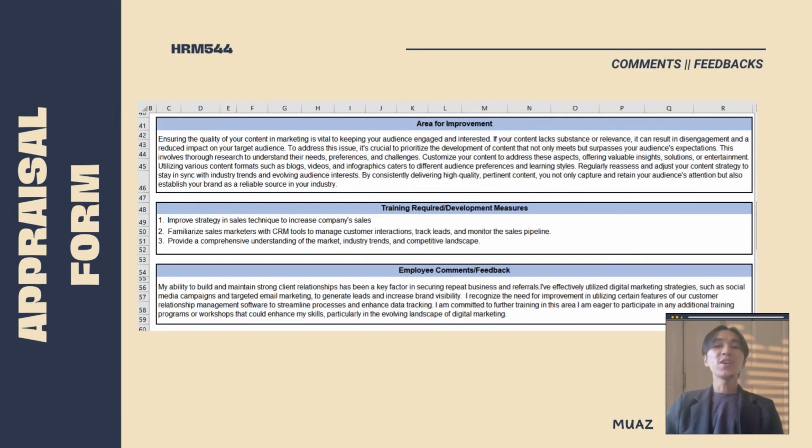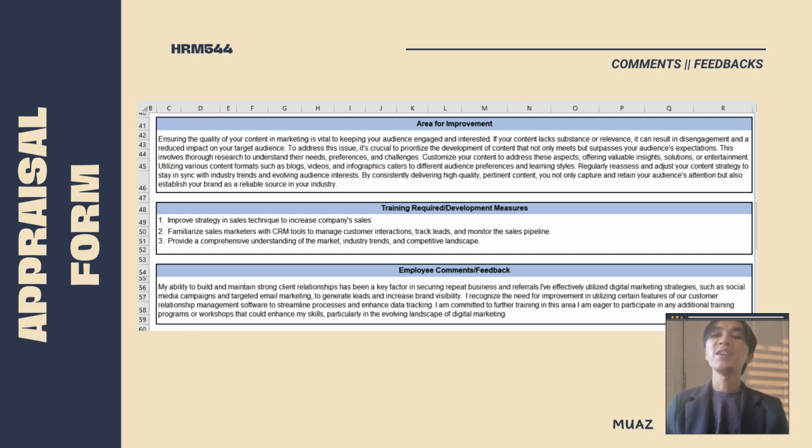Hello, my name is Muaz Arazi, and I will be emphasizing these 3 blue boxes here, as everyone can see here in the performance appraisal form in Excel. The first box belongs to the area for improvement. The second box is for if training is required or any development measures need to be taken for the employee. And the third box belongs to the employee feedback section. So let us go through each box, starting with the first box, areas for improvement.